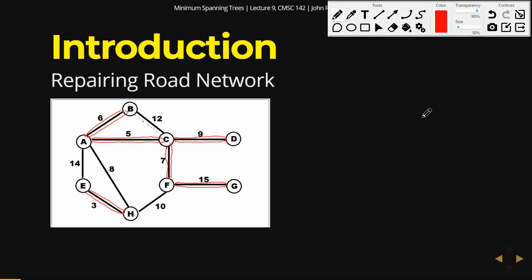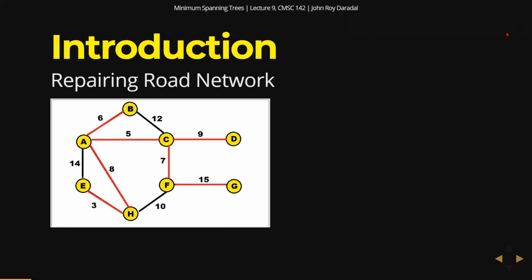So out of the remaining 3, 14, 8, and 10, maybe I would prioritize this one because this is only 8 kilometers compared to the others, which are 14 and 10 respectively. So with this set of roads that I picked, I could now reach all towns for now. Okay, so I didn't even need to repair this one, or this one. So for now, that would be my focus. This would be our solution for this problem, and that's essentially how spanning trees work.